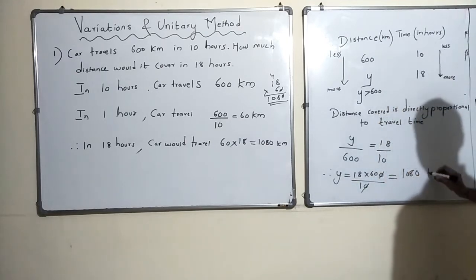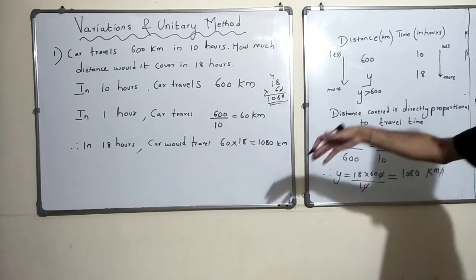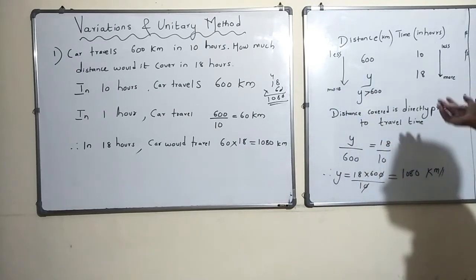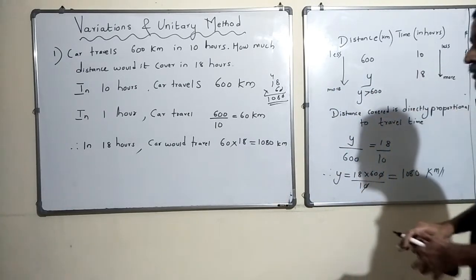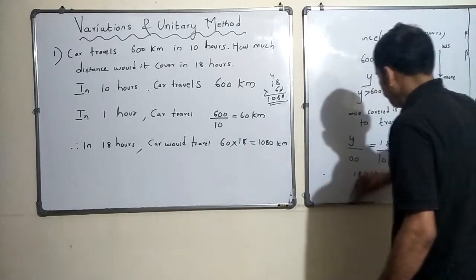Okay, kilometer. So y is equal to 1080 kilometer. Unitary method, and I use the concept of direct variation to solve this problem. All right, good. Let's move on to the next problem.